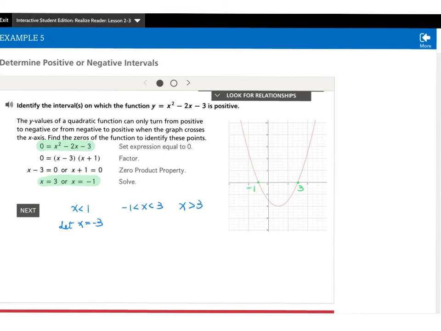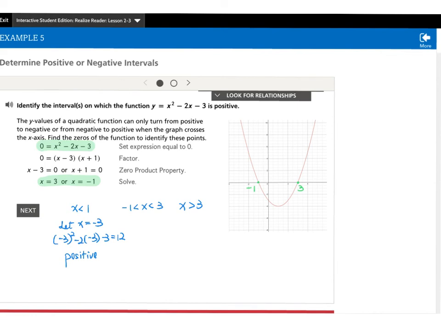I plug it into my original function, negative 3 squared minus 2 times negative 3 minus 3. Be mindful of all of those negative signs, my final answer is y equals 12. So when x equals negative 3, y equals 12. From the diagram, it verifies that. And in this case, my function is positive, right?